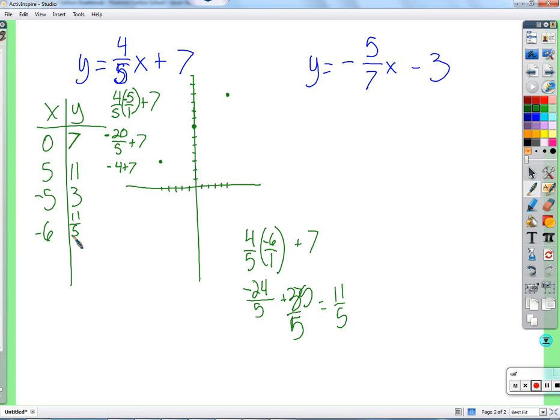When we add it like that, it's better to change it from an improper fraction to a mixed number, just to simplify it a little bit. So 2 1/5? Yeah. It helps to be able to plot it exactly right. And if I were to do that, I'd go negative 6, and I'm going to go 2 1/5, and it's about right there.